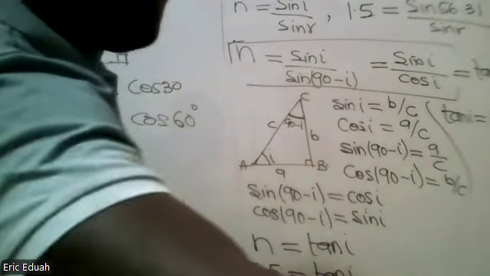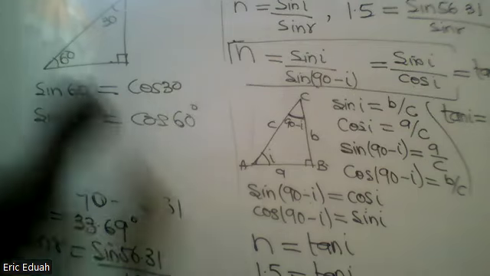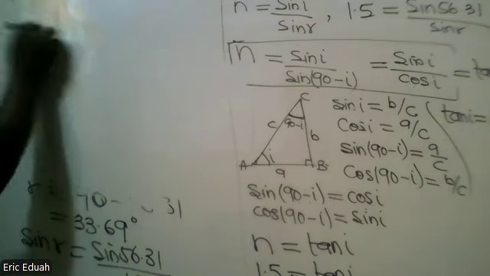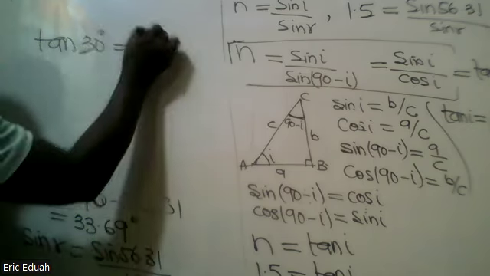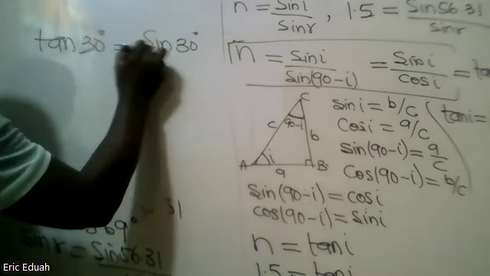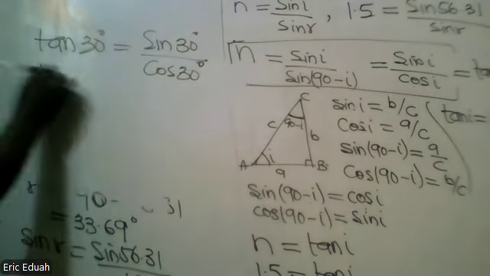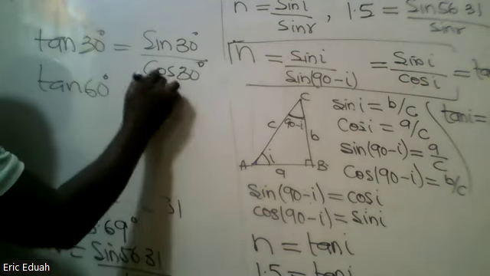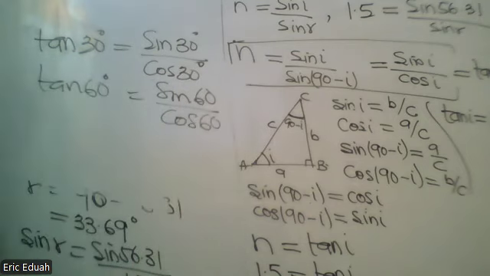All right, let's continue with total internal reflection. Tan of 30 degrees would also be equal to sine of 30 divided by cosine of 30 degrees. And tan of 60 would also be equal to sine of 60 divided by cosine of 60.